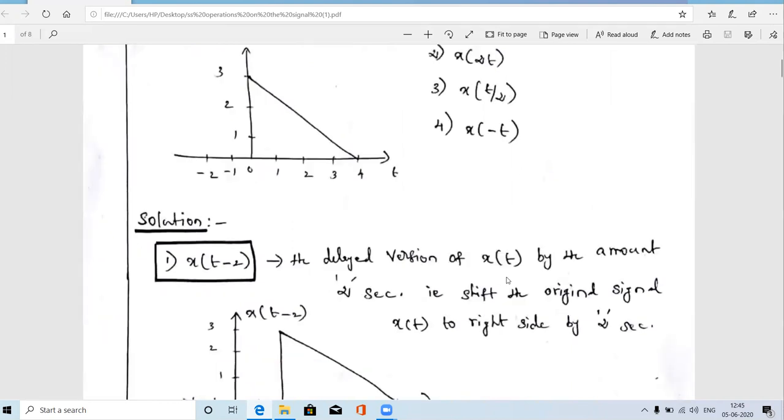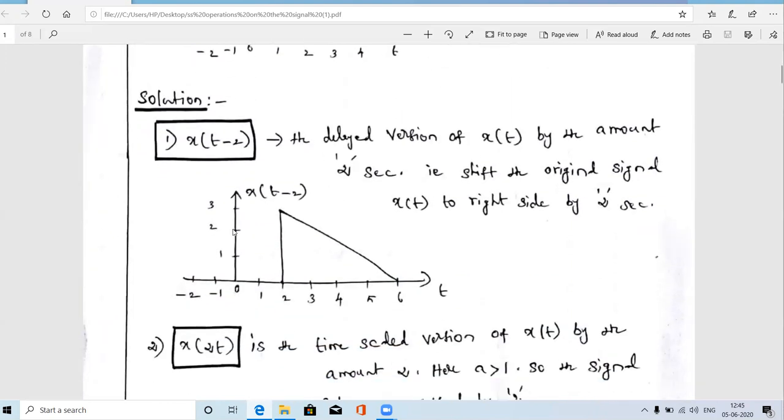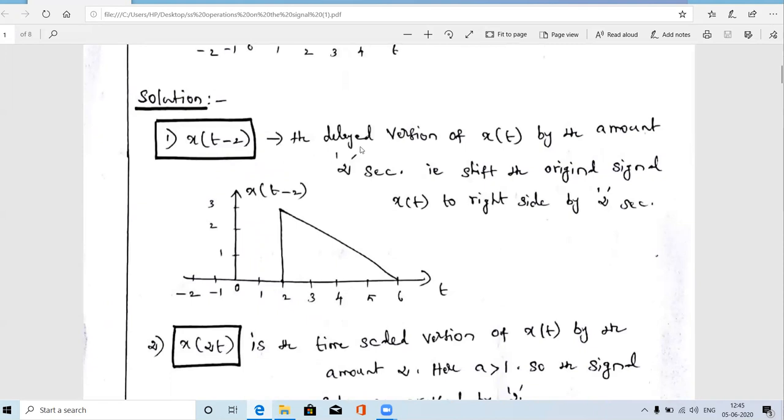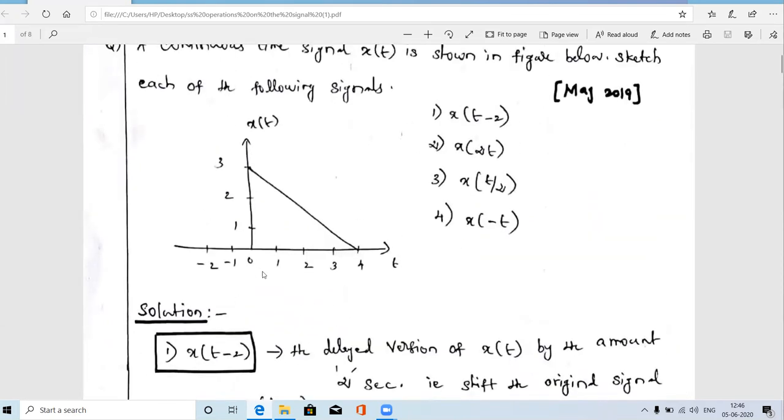So the first one, we have to obtain x of t minus 2. What does x of t minus 2 mean? It's a delayed version of the signal x of t by 2 seconds. Delayed version means we have to shift the signal to the right side by 2 seconds. This is the original signal, which is available from time 0 to 4 seconds, so the width of the signal is 4 seconds. We have to shift this entire signal, without changing the amplitude and duration, to the right side by 2 seconds.